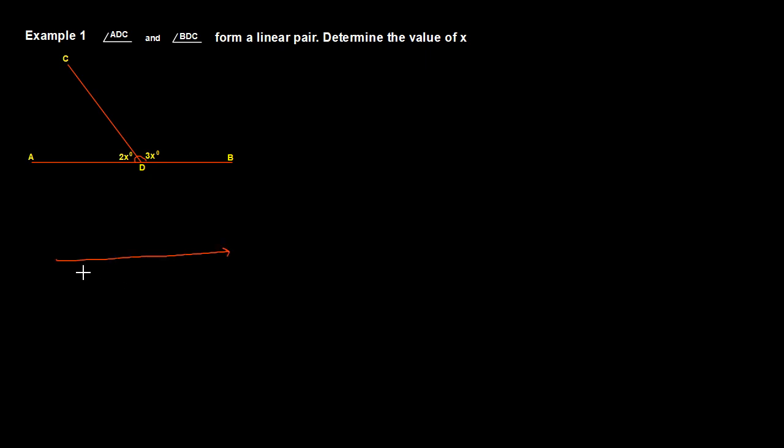there are two opposite rays, and two angles on a common arm, and the non-common arms are opposite to each other. So the sum of those two angles is going to be equal to 180. That's what we know. So according to this, what they have given is that ADC and BDC are going to make a linear pair.